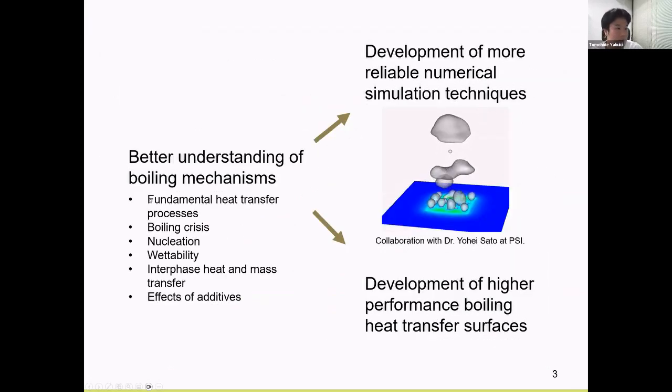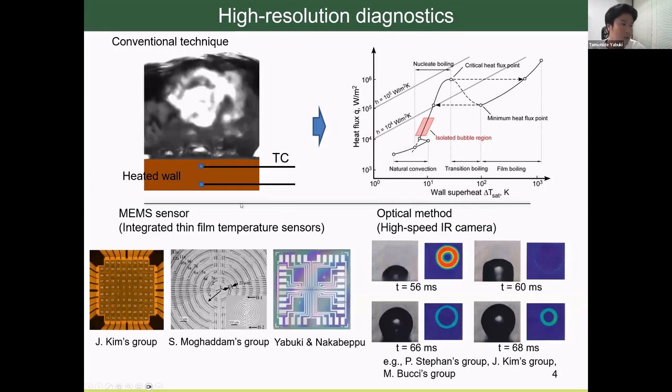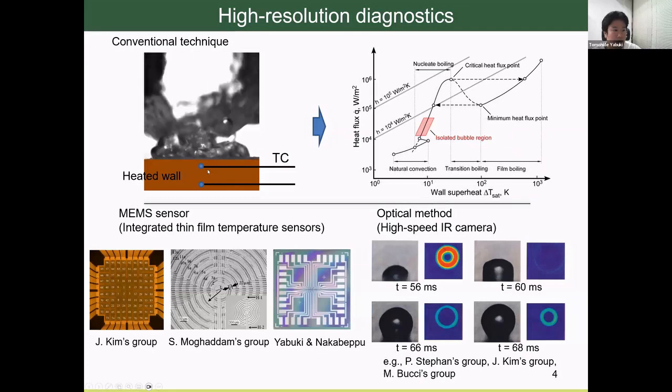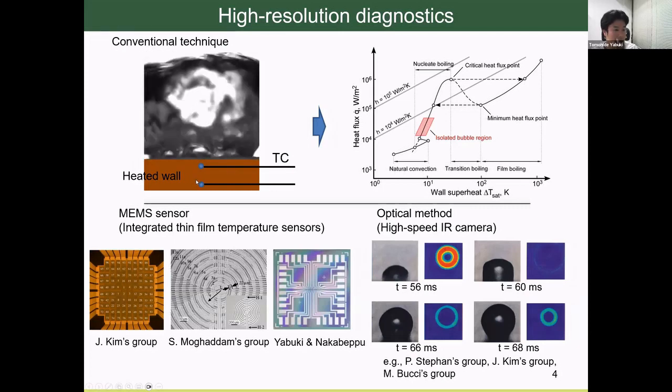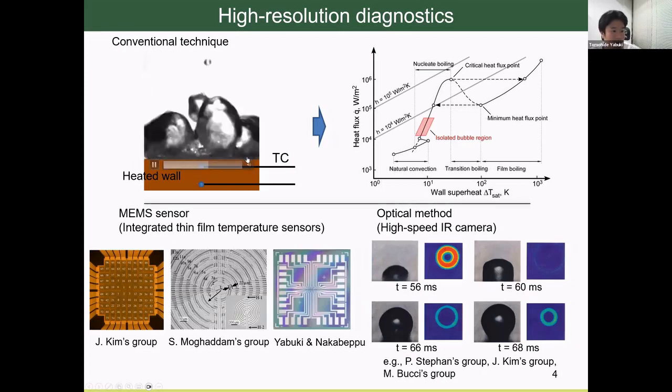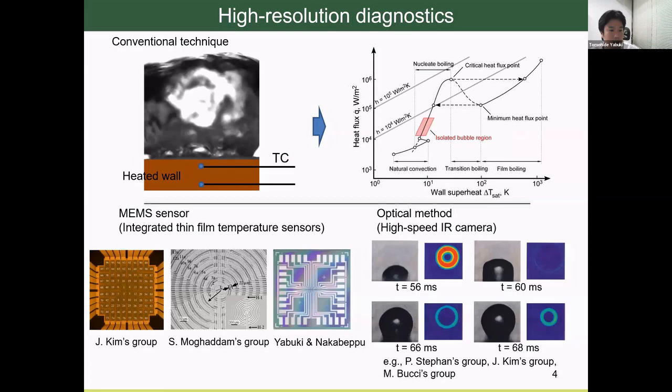A better understanding of boiling mechanisms is very important because it leads to the development of more reliable numerical simulation techniques and also higher performance boiling heat transfer surfaces. In a general boiling experiment, we obtain the boiling curve to evaluate the macroscopic boiling heat transfer performance. But it's difficult to discuss the boiling heat transfer mechanisms based on spatially and temporally averaged heat transfer data.